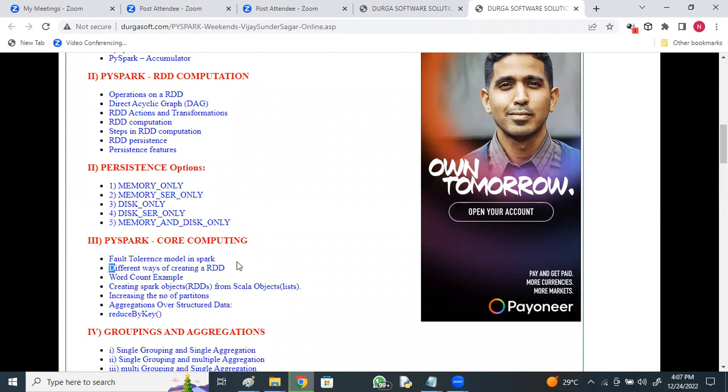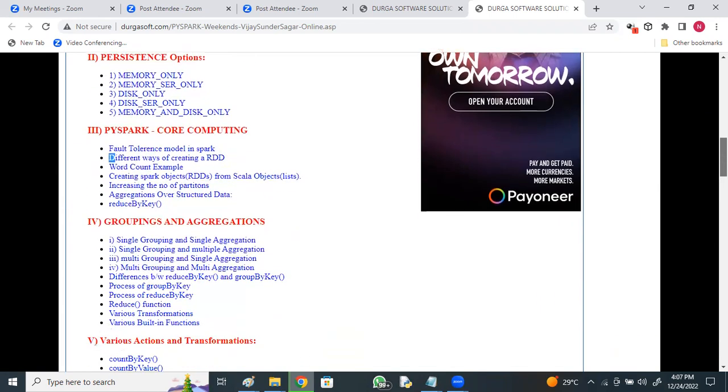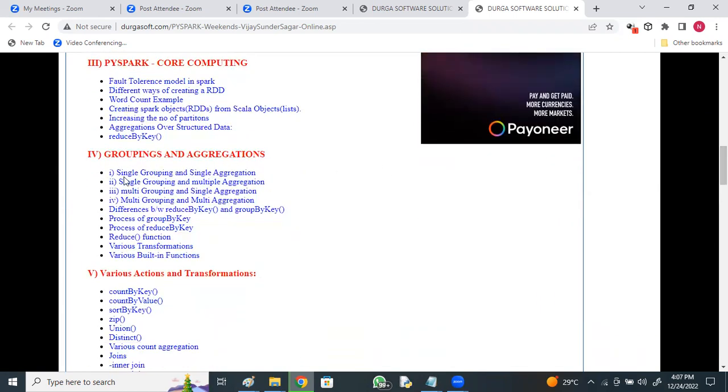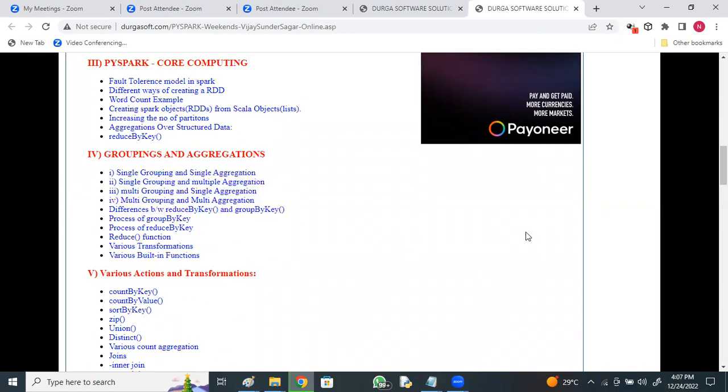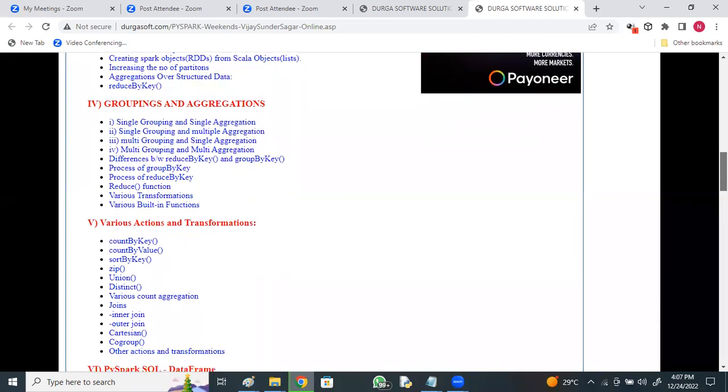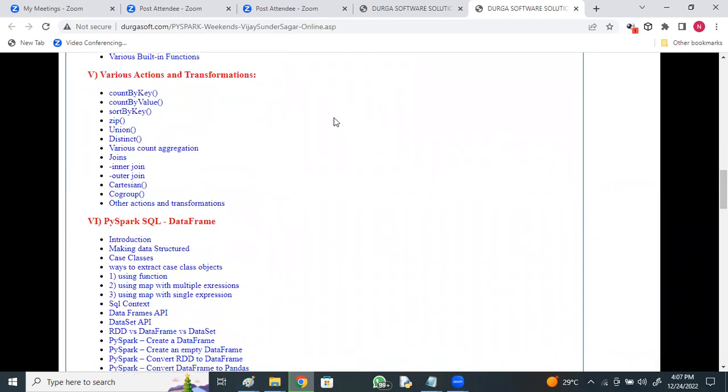Different ways of creating RDDs and aggregations, increasing the number of partitions, groupings and aggregations: single grouping, multi-grouping, single aggregations, multiple aggregations, reduce, and various other transformations. Various actions and transformations in brief, like count by key, count by value, sort by key, zip, union, distinct, and various other operations like inner join, outer join, Cartesian, cogroup, right? We don't need to write tasks here, as predefined transformations are available. We can apply them and get the result.